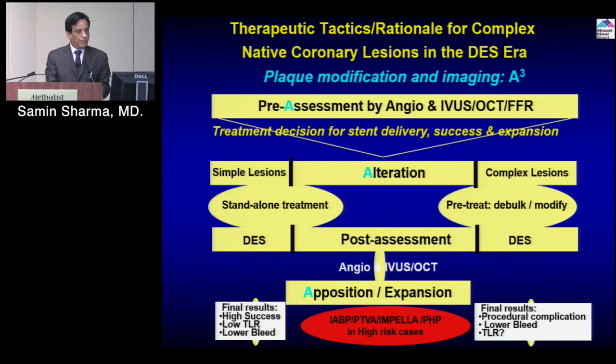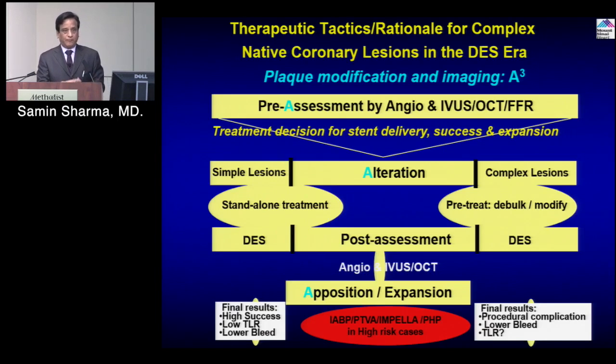Clearly, I have called this plaque modification and imaging A cube, but more so for the complex cases. One, we assess the lesion by angio. That's routine. And then of course some cases do IVUS or OCT. Now some data have shown IVUS may be better, particularly in more complex lesions.